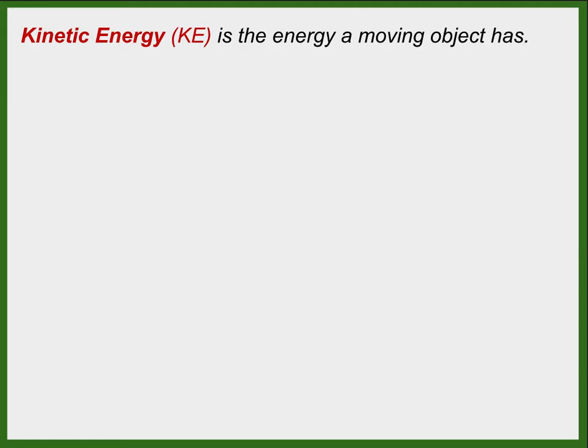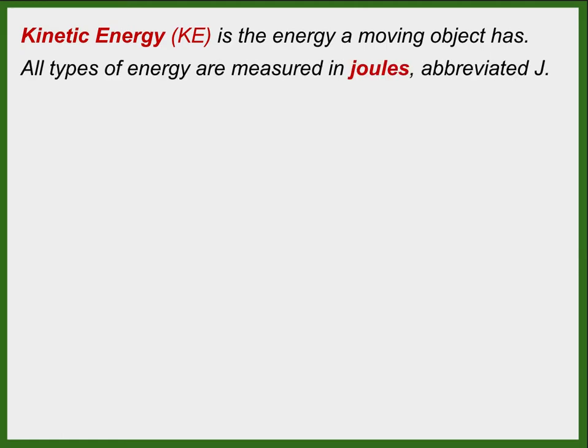So let's talk first about kinetic energy. We will use the extended symbol KE to represent kinetic energy in our formulas. And again, this has to do with motion. All types of energy that we're going to be talking about are going to be measured in joules, and that's abbreviated with a capital J. The pronunciation is just like the fancy gems like diamonds and sapphires and rubies, but it's spelled a little bit differently because it's named after somebody. But joules are our standard unit for energy.